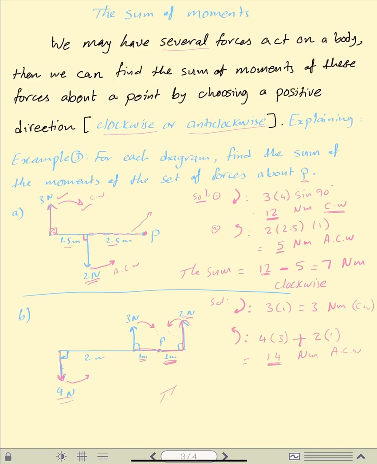What's the larger value, larger magnitude? So what's the sum or resultant of moments? The sum of moments is equal to 14 minus 3. Why do we subtract? Remember, because anti-clockwise and clockwise are opposing each other in direction, which is 11. What's the larger value direction? 14 is anti-clockwise. So this is 11 Newton meters anti-clockwise.